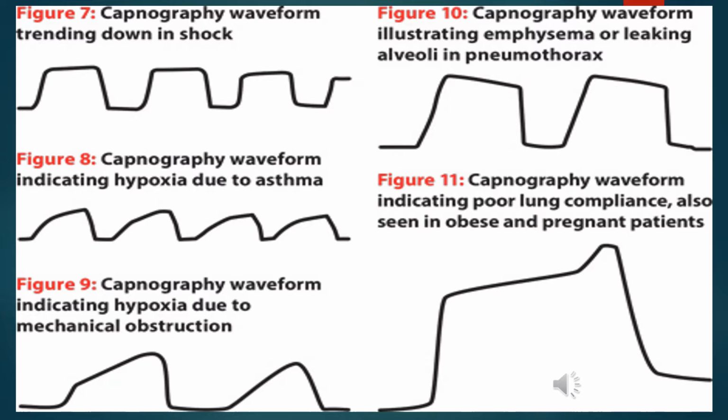Figure 11 is a capnography waveform indicating poor lung compliance. You can also see this in pregnant and obese patients. The end of that end-tidal graph rises sharply. That's typically, I think, because of the extra push that they give at the end of the breath, because they're a little bit restricted. That's what the poor lung compliance indicates. So they're having to push out a little extra so they can get their functional reserve capacity to have a fresh breath of oxygen on the inhalation phase.